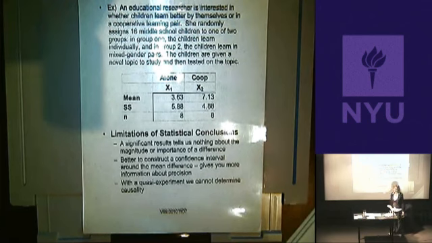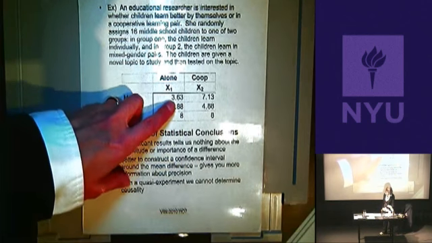Okay? So yeah, this would be a true experiment because you can randomly assign them to groups. All right, so look at what we have here. First of all, look at the means. I guess this must have been scores out of 10 points or something like that. And we see that the kids in the alone group didn't do as well as the kids in the cooperative learning group.